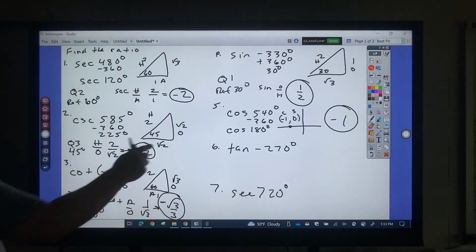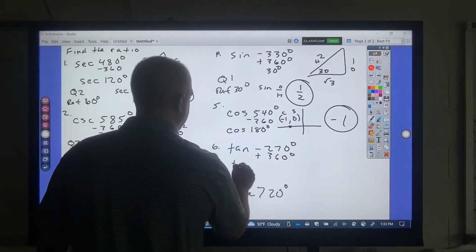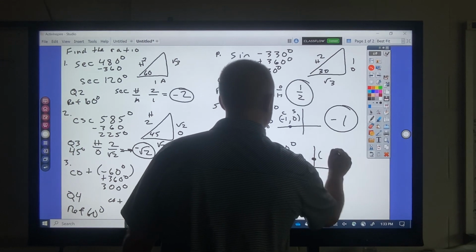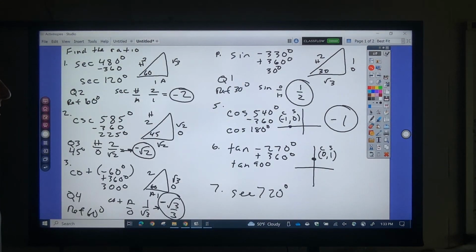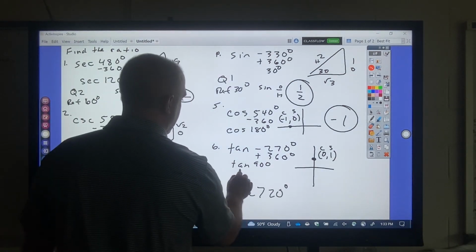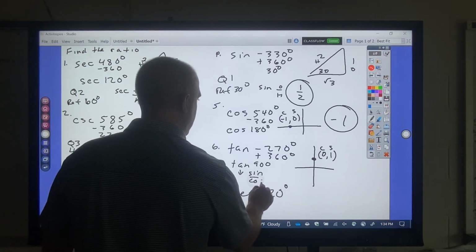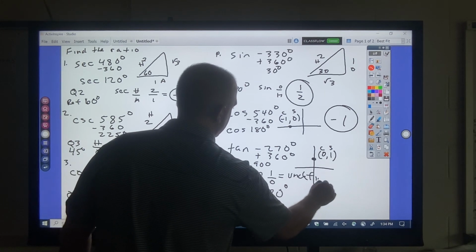All right, tangent of negative 270. I want to add 360. That makes it tangent of 90. So that's on this point right here, 0, 1, cosine and sine. Now, since it's tangent, those don't tell me tangent, so I have to rewrite that as sine over cosine. Sine is 1, so 1 over 0 would be undefined.